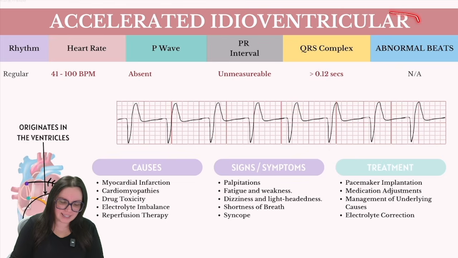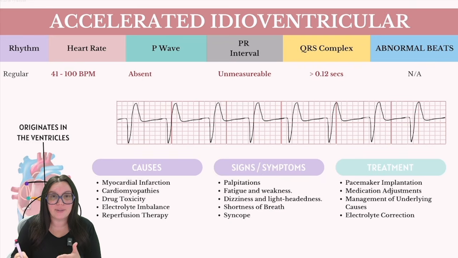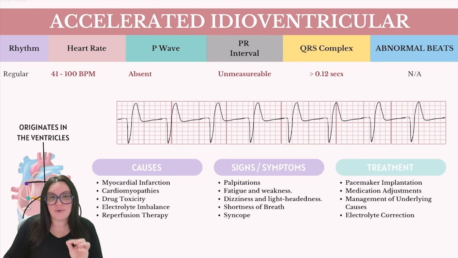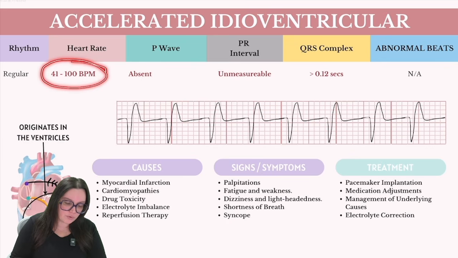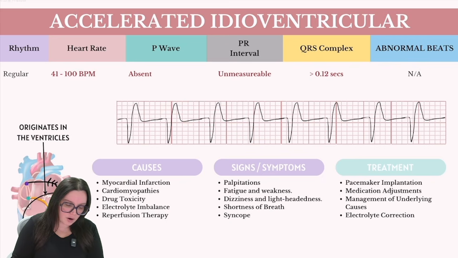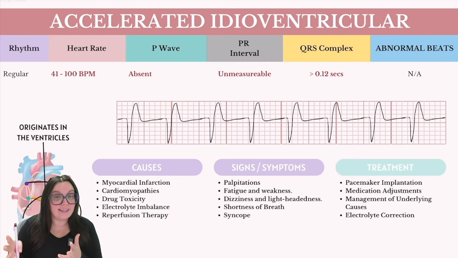And then lastly, we have accelerated idioventricular rhythm. Again, it follows those same rules as our ventricular rhythm. However, the heart rate's just going to be a little bit faster. This is, again, anytime we have a heart rate greater than the intrinsic rate but less than 100, we're going to call these rhythms accelerated. So this is really key and important for you to know. The intrinsic rate for the Purkinje fibers is going to be between 20 and 40 beats per minute. So if we have an idioventricular rhythm that is between 41 and 100 beats per minute, this is going to meet that ventricular criteria, and we're going to call it accelerated.